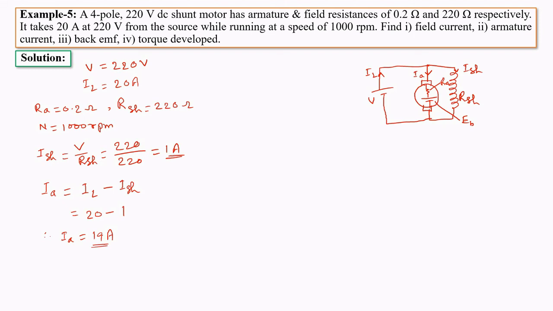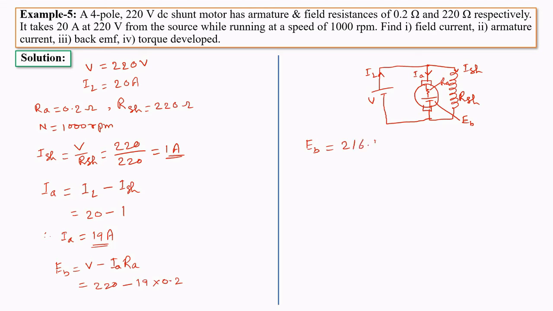Now, the back EMF. The back EMF can be calculated by the formula V minus IA into RA. V here is 220, IA is 19, and the armature winding resistance here is 0.2. So after solving, we'll get the back EMF as 216.2 volt. So this is the back EMF.